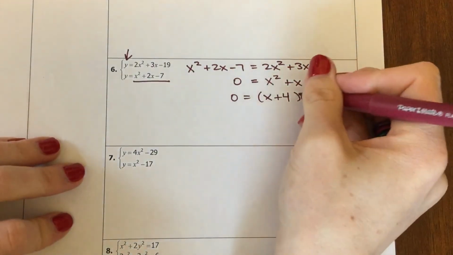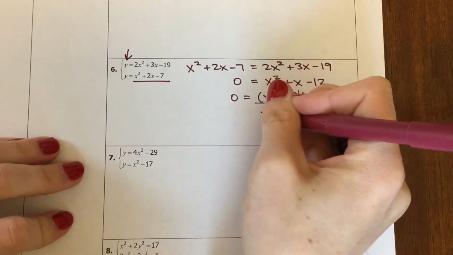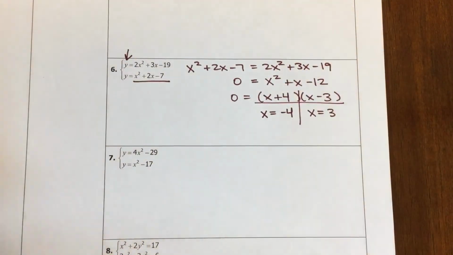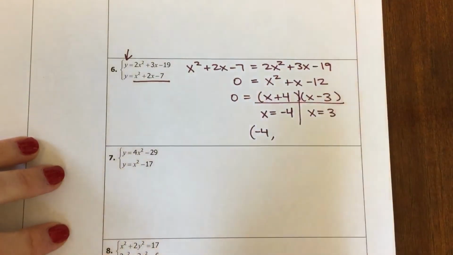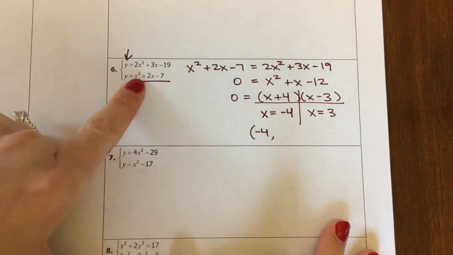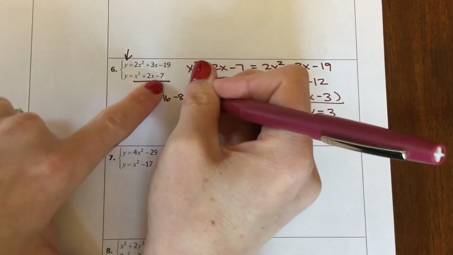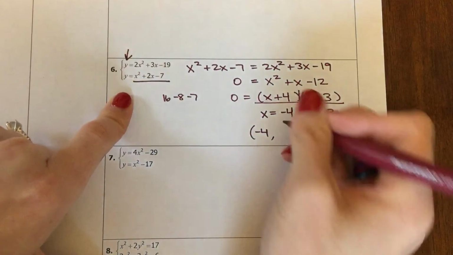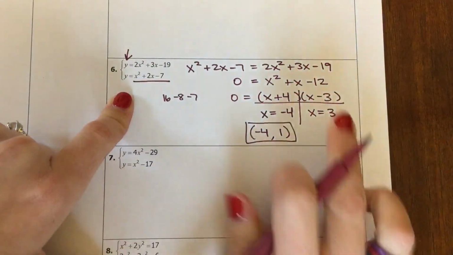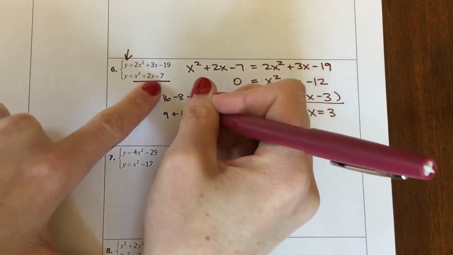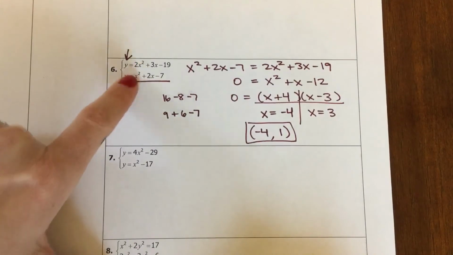And then we solve for x, so set each piece equal to 0. When I subtract 4, I get negative 4, and then this piece I add 3 to get positive 3. So 2 different x values, but again, make sure that you are subbing those back in to get y values. So first ordered pair, negative 4, comma, I'd say this bottom one is easier. If I plug in negative 4, I get 16 minus 8 minus 7, and that would be 1. So there's one ordered pair. And then 3, if I sub that in, 3 squared is 9 plus 2 times 3 minus 7, and that ends up giving you 8.